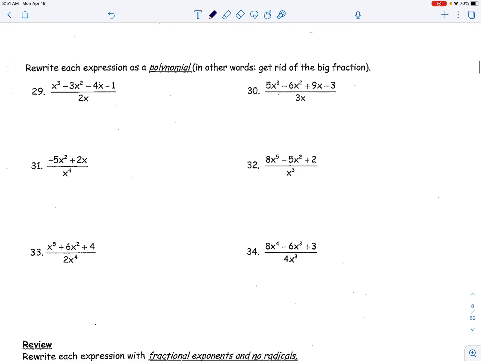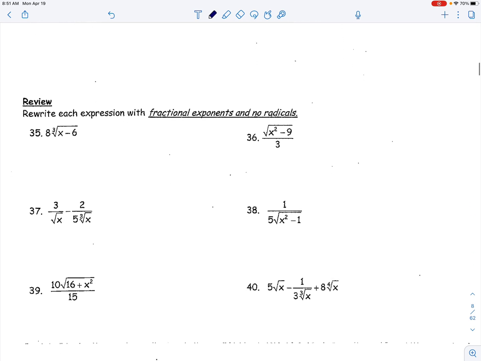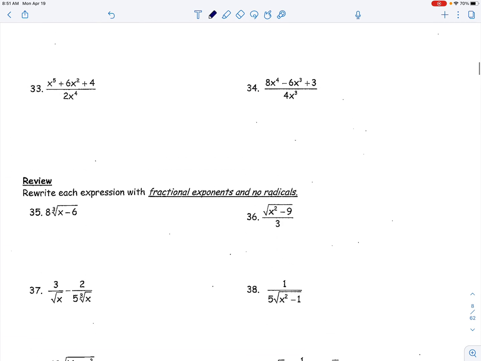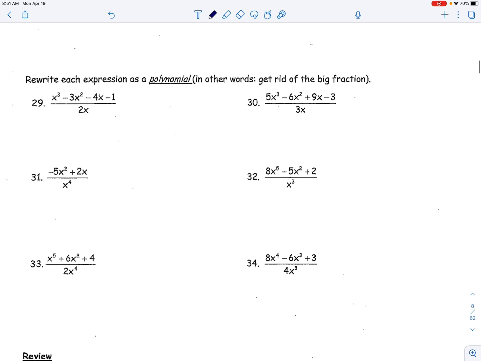Let's see what's going on with page 8. We'll look at the top half. The bottom half is review. So let's see what we got here with the top half. Rewrite each expression as a polynomial. In other words, get rid of the big fraction.